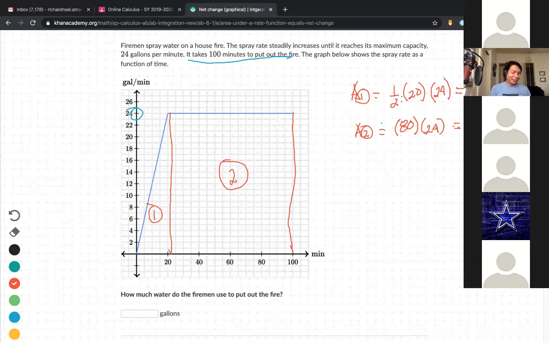So guys, 1920 plus 240. So how many gallons all in all? 2,160. Very good. So you got 2,160. Let's check it.